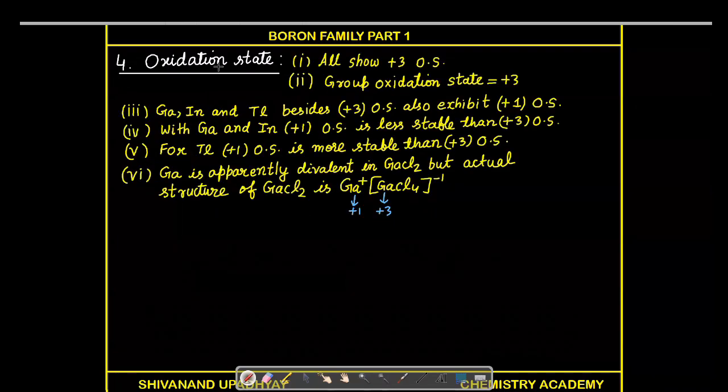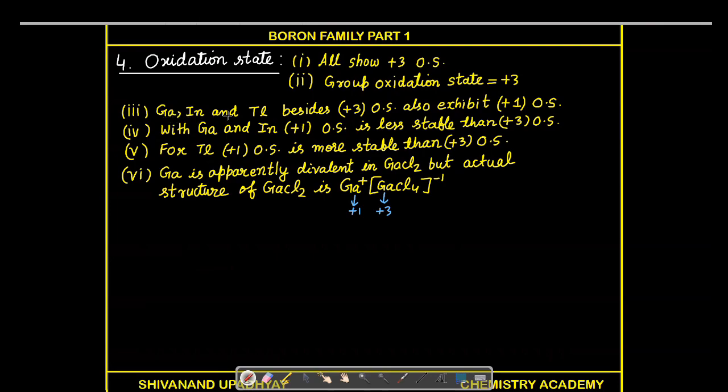The fourth property is oxidation state. And for p block elements, the group oxidation state means the number of valence electrons in that p block family. So when we are talking about boron, the outermost electronic configuration is ns2 np1. So there are 3 electrons in the valence shell. So we can say that the oxidation state of this family is +3. All show the +3 oxidation state. The group oxidation state is +3.